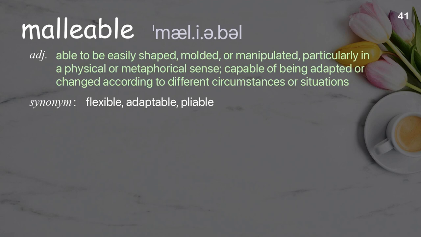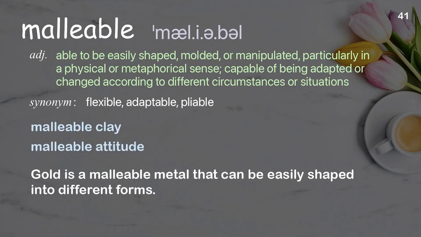Malleable. Able to be easily shaped, molded, or manipulated, particularly in a physical or metaphorical sense. Capable of being adapted or changed according to different circumstances or situations. Examples: malleable clay, malleable attitude. Gold is a malleable metal that can be easily shaped into different forms.